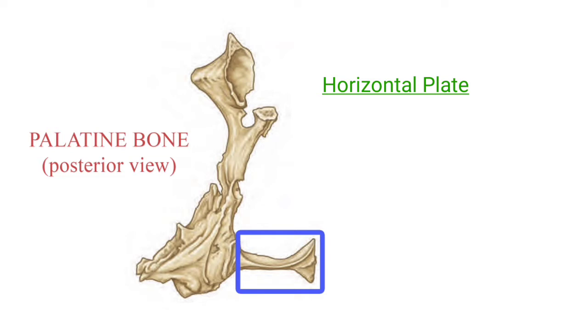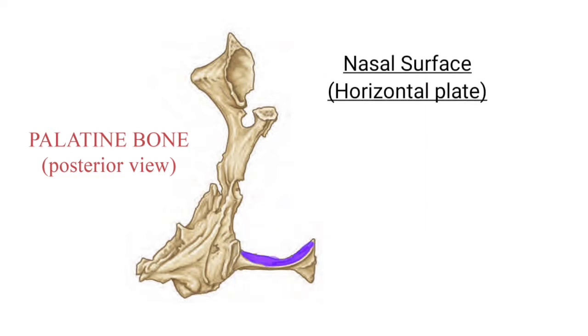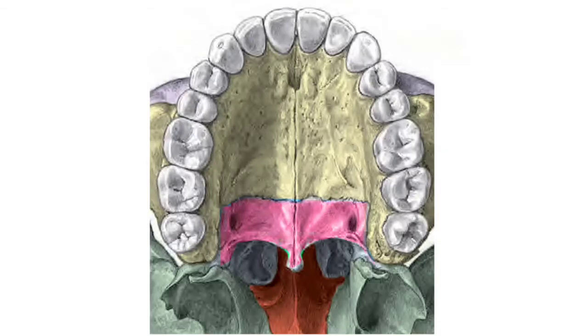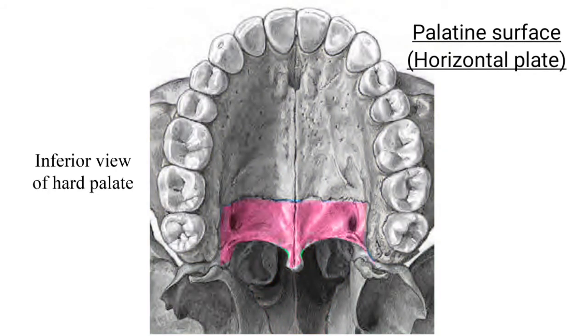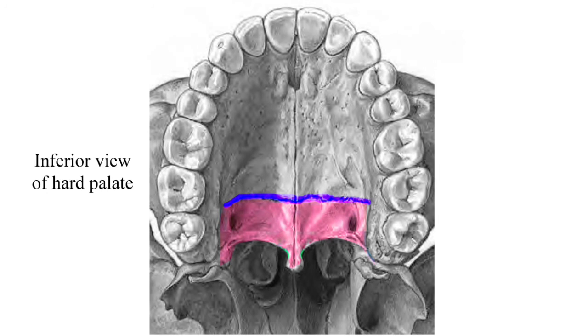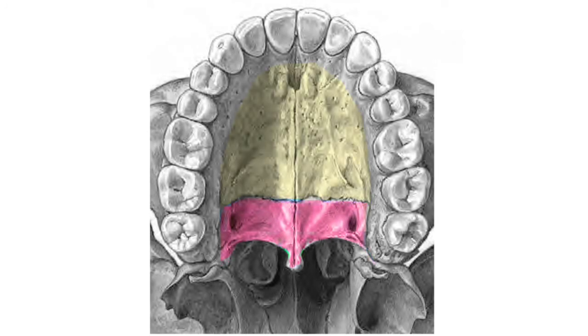It is quadrilateral in shape and presents two surfaces, nasal and palatine, and four borders: anterior, posterior, lateral and medial. The nasal surface is concave from side to side and forms the posterior part of the floor of nasal cavity. The palatine surface joins with its fellow and forms posterior 1/4 of hard palate. The anterior border articulates with the palatine process of maxilla.